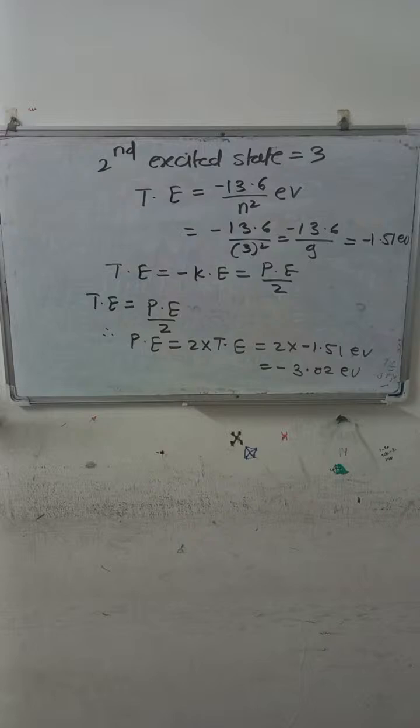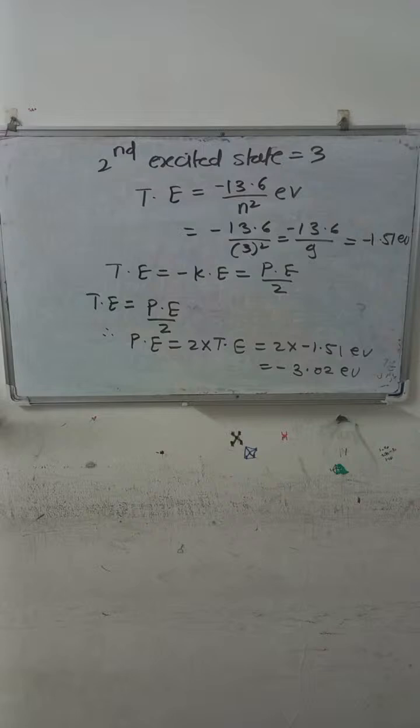Write down first option. 1.01 into 10 raised to minus 10 meter. Second, B: 1.59 into 10 raised to minus 10 meter. C: 2.12 into 10 raised to minus 10 meter. Last option: 4.77 into 10 raised to minus 10 meter.